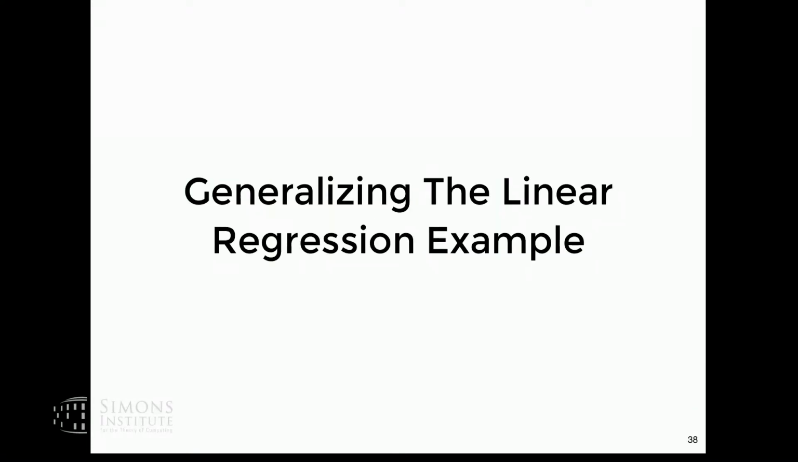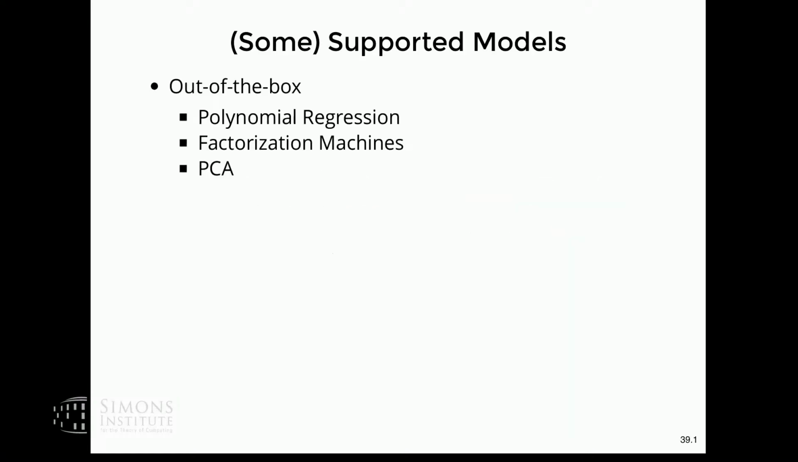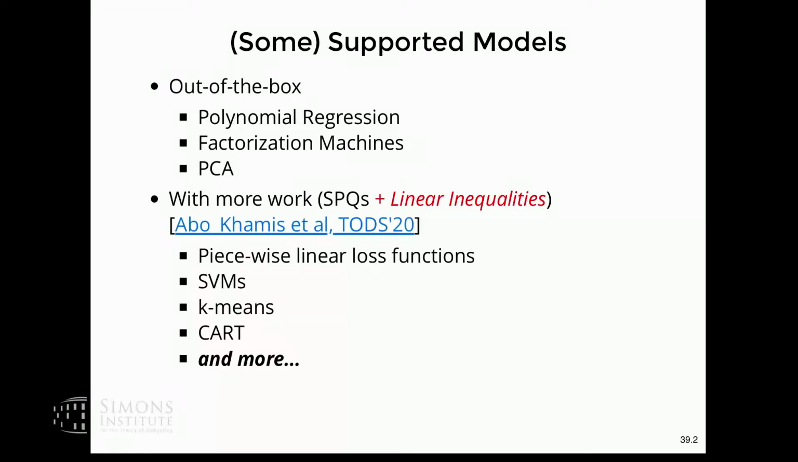So how far can we generalize this example? Out of the box, we can generalize it to polynomial regression and factorization machines. If we allow for extra tricks, we can generalize it to a lot more models. You can support piecewise linear or polynomial functions, but then we will need to support SPQs with some linear inequalities in them. Kirk is going to tell us more about that. And we can also support SVMs, classification and regression trees, and a lot more once we support linear inequalities. But fundamentally, there are models, especially deep models, that are completely outside the scope of this approach.